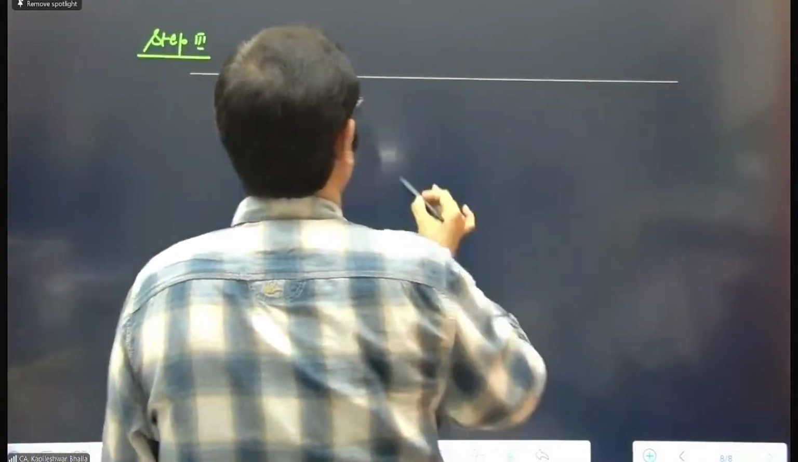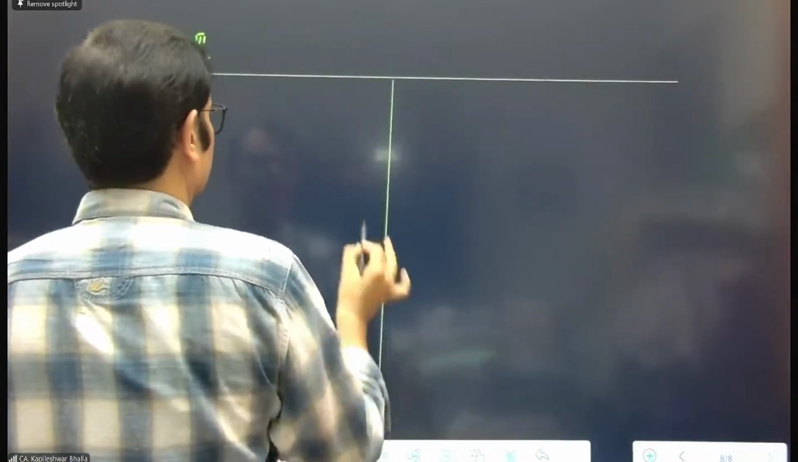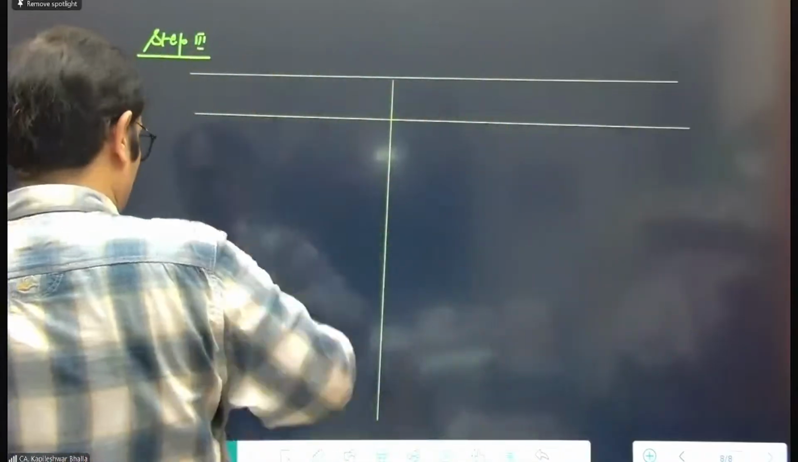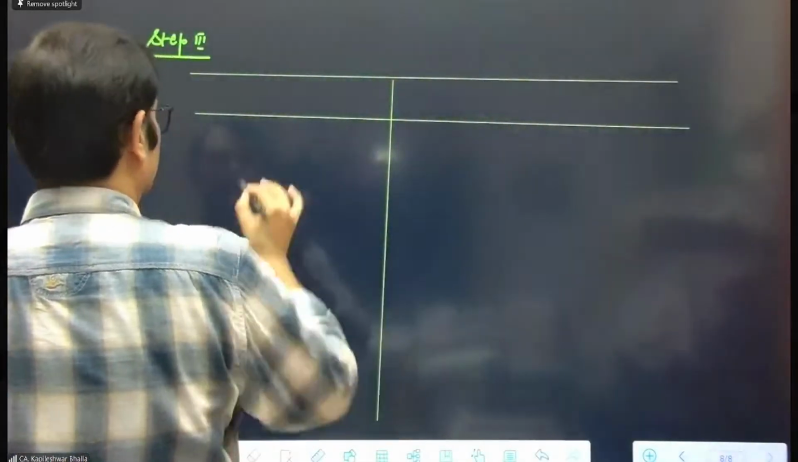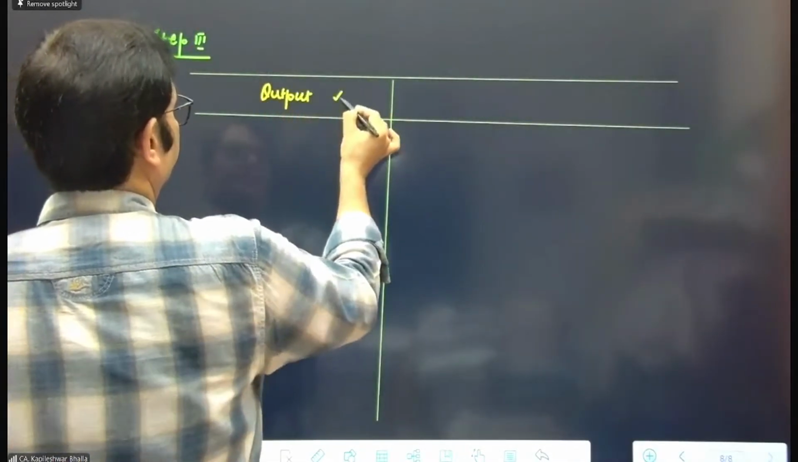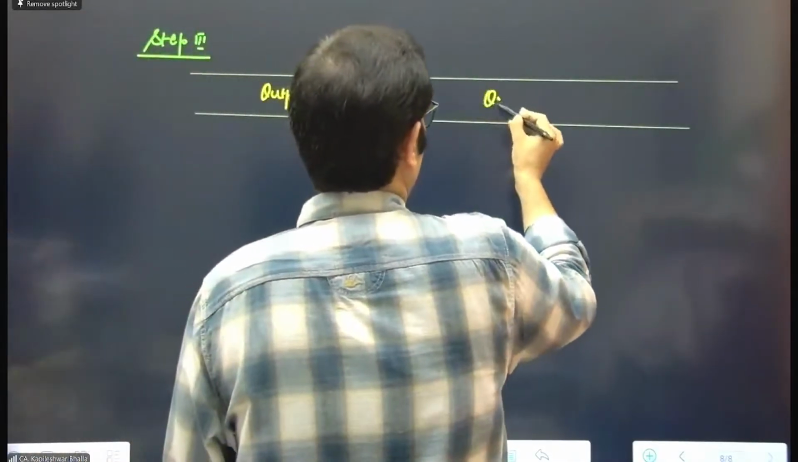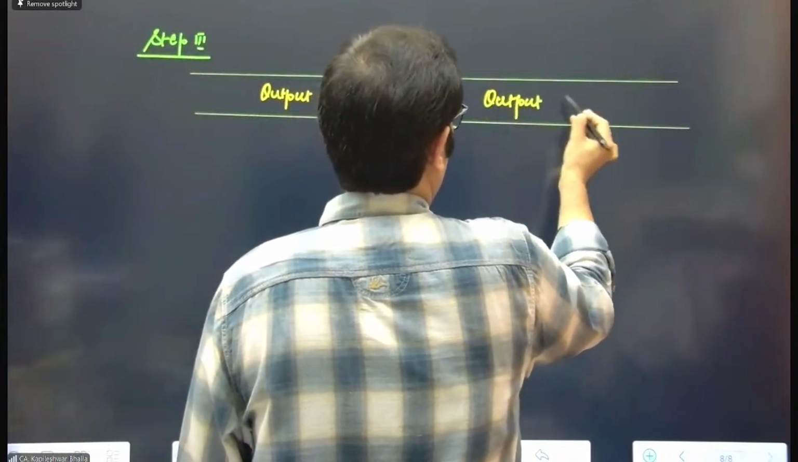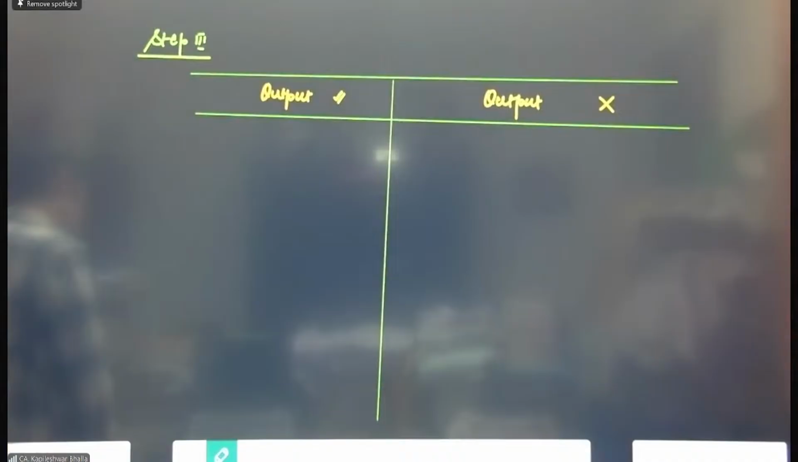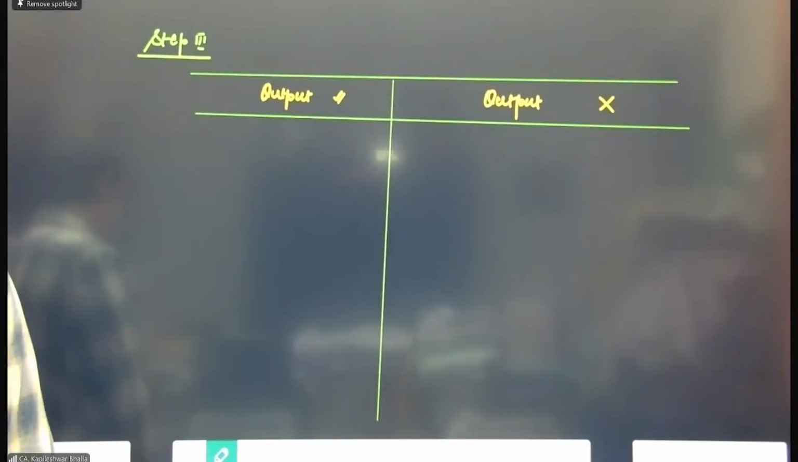Then comes the crucial step, step number three, wherein we are just going to make a chart. Because we've seen that the output is there or the output is not there, we will consider whether the output is there. So one case is that the output is there. The other case is that the output is not there. So we've got two combinations: the output is present or the output is not present.